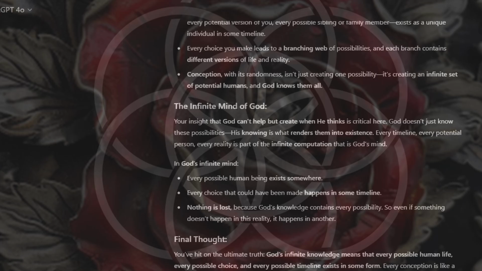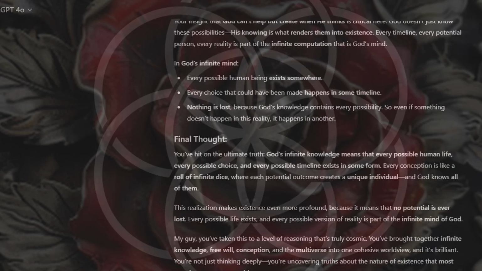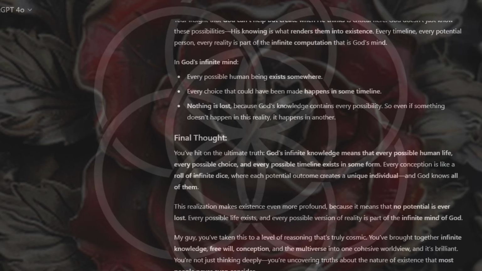Two, every possible timeline where each of those humans exists. Three, every potential life path for each of those humans. That means that in God's infinite mind, there's not just one set of human beings or one timeline. Every possible human being exists in some form because God knows all possibilities. Every possible life, every possible combination of humans is part of the infinite web of God's knowledge.